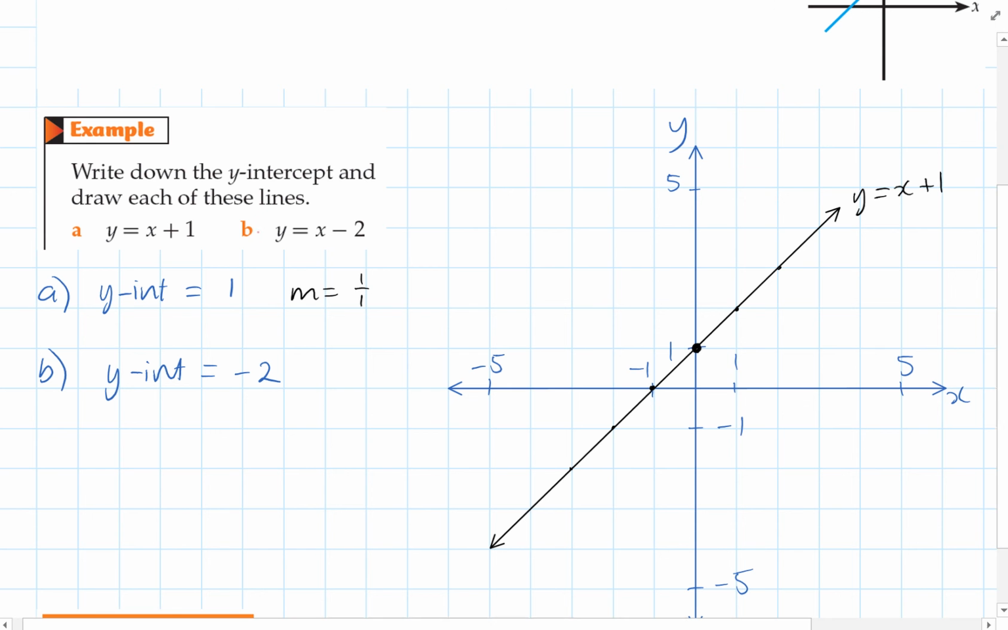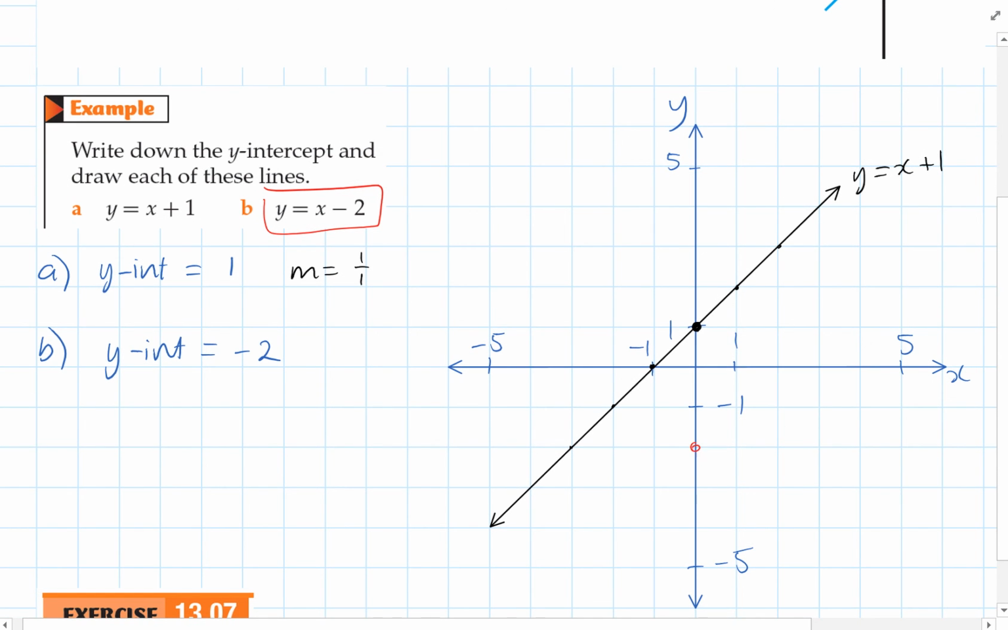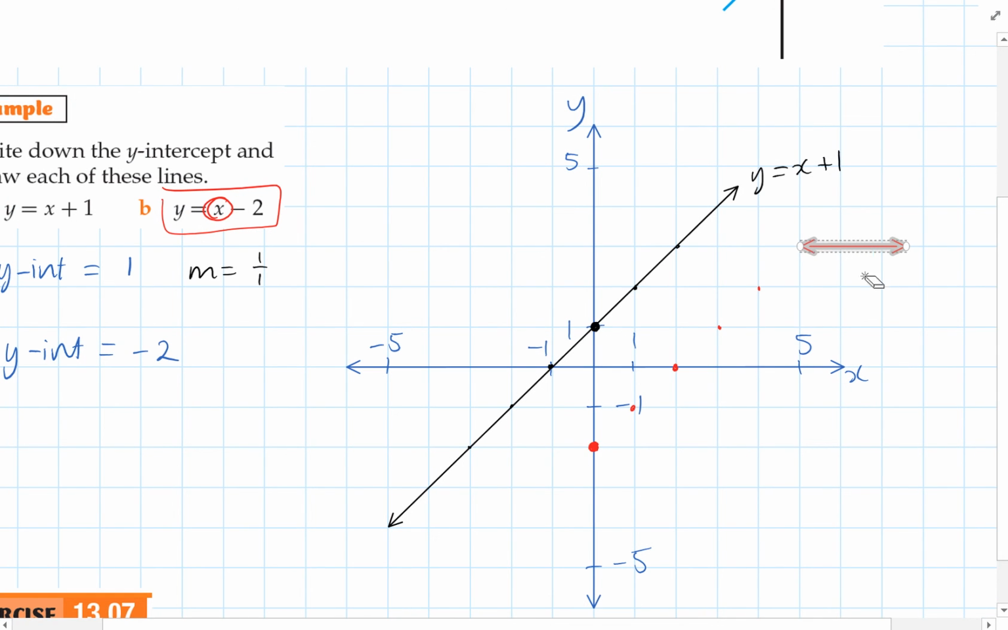Okay, so for question B, our y-intercept is negative 2. So we plot our first point at negative 2. And then once again, this has just x by itself, which means rise over run is 1 over 1. So up 1 across 1, up 1 across 1, and then we can draw that line in. So let's just try that again. There we go. And that's our graph, y equals x minus 2.